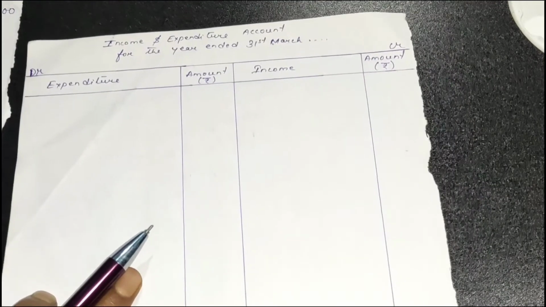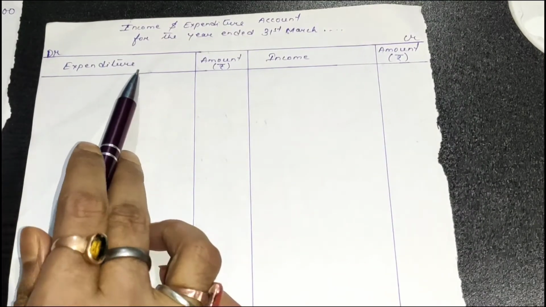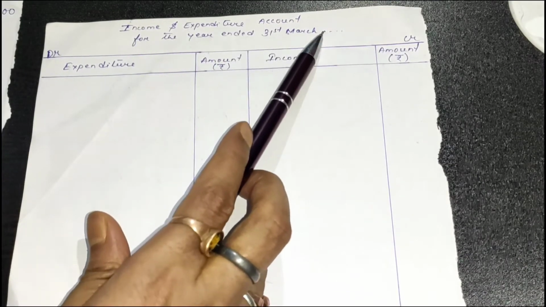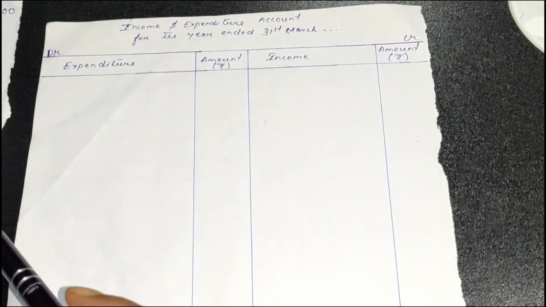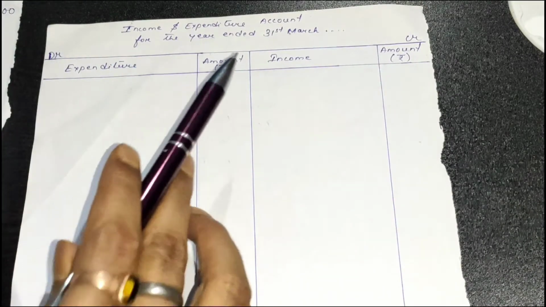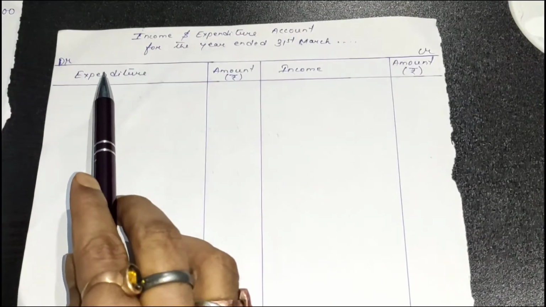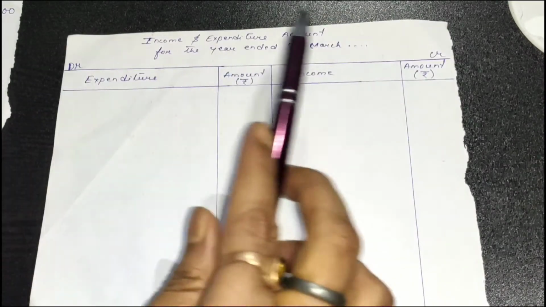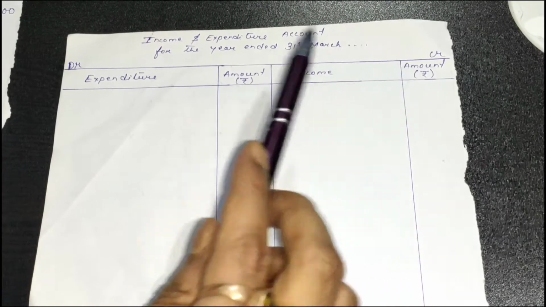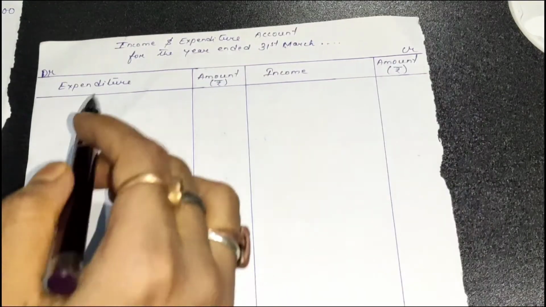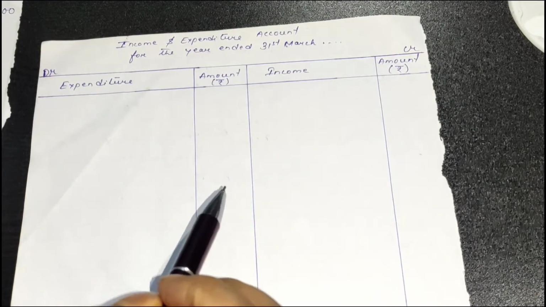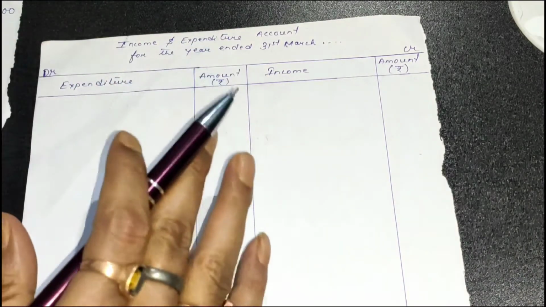Clear? Now you see, this is the format of the income and expenditure account. The heading will be income and expenditure account for the year ended 31st March, because in this particular question the date is not mentioned, so we'll just leave it like that. Then expenditure amount, income amount, and then debit and credit. Clear? So first of all, you have to make this format. Come on students, all of you, I'm telling you all, make this format, and then I will explain the entire solution.